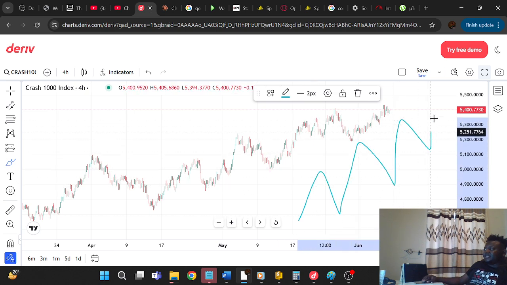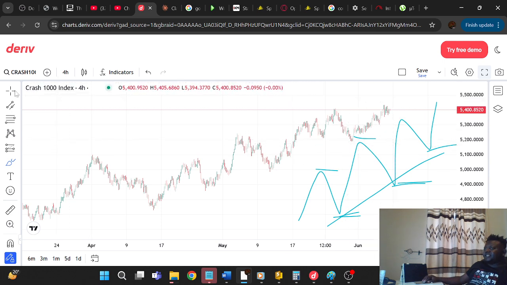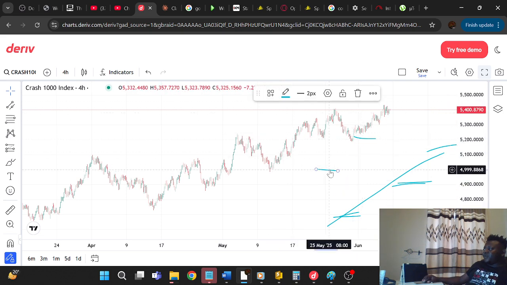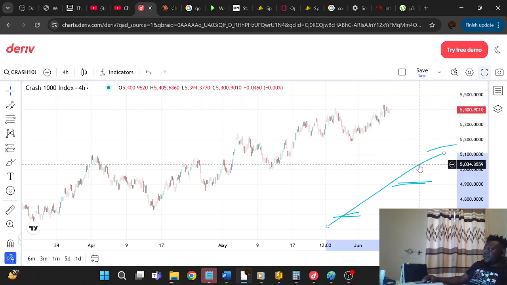The market is creating higher highs and higher lows as it goes. This is a higher low, a higher low, a higher low. This is a higher high, a higher high, a higher high. So as the market is moving, it's creating these higher highs so that we can find perfect entries and enter and make good money.